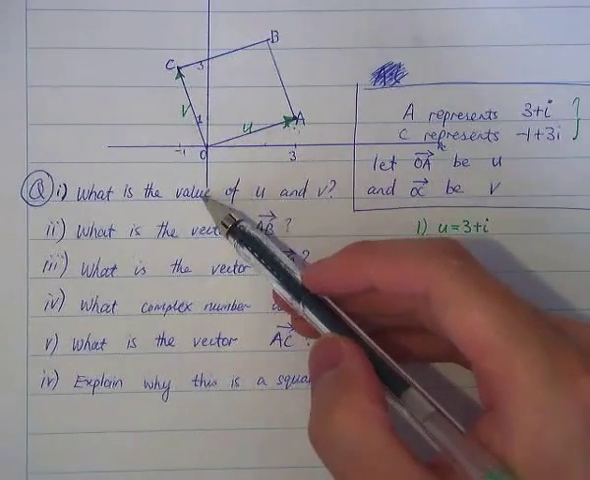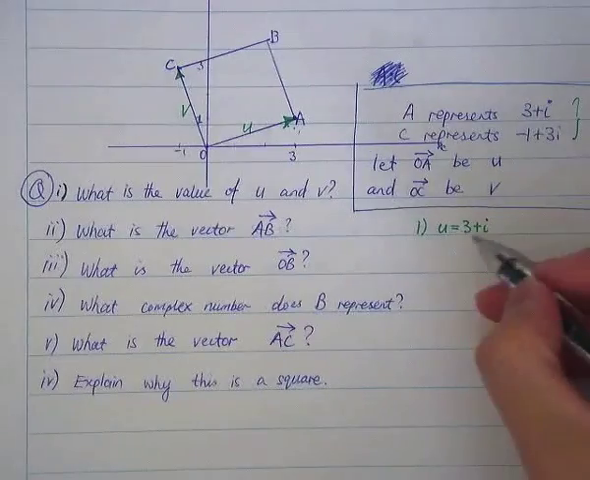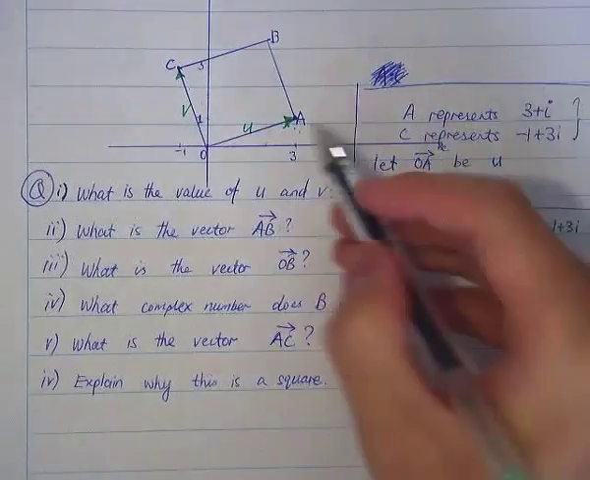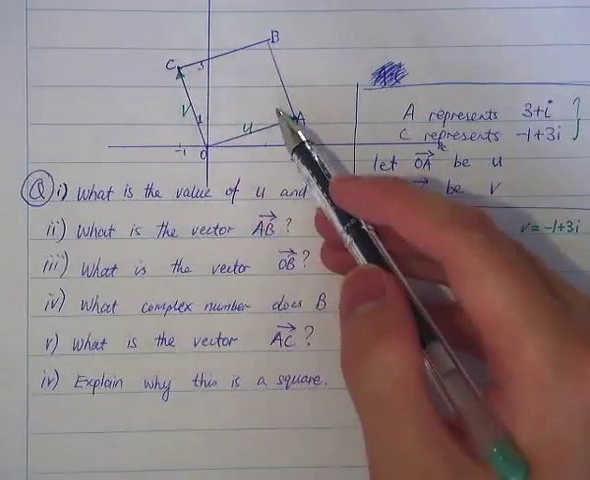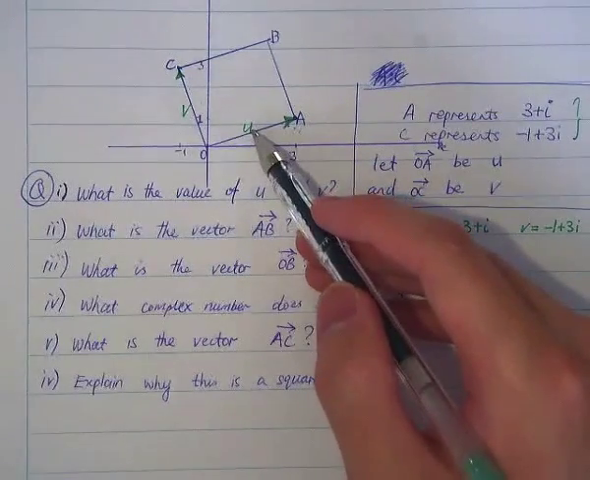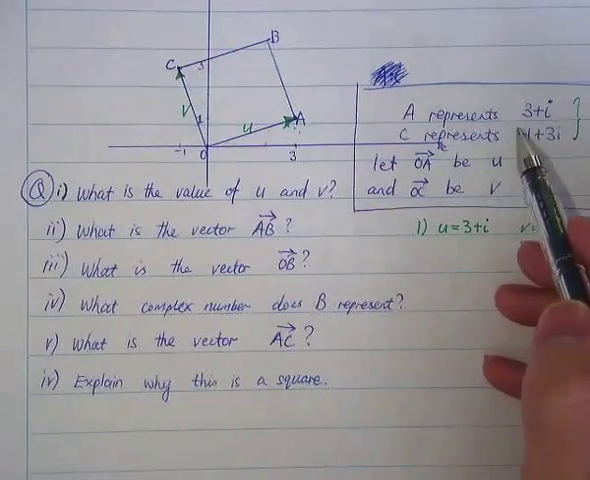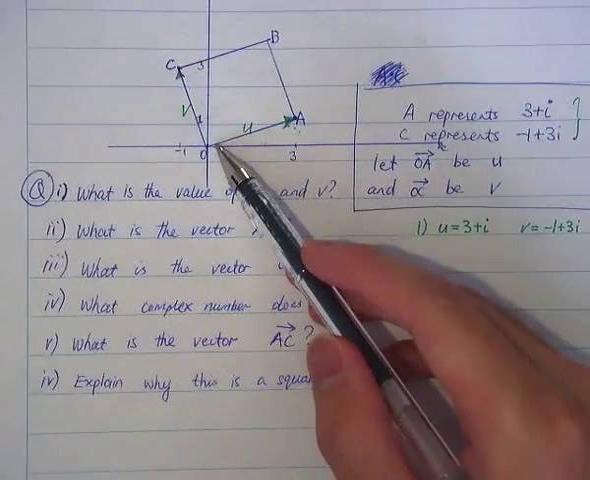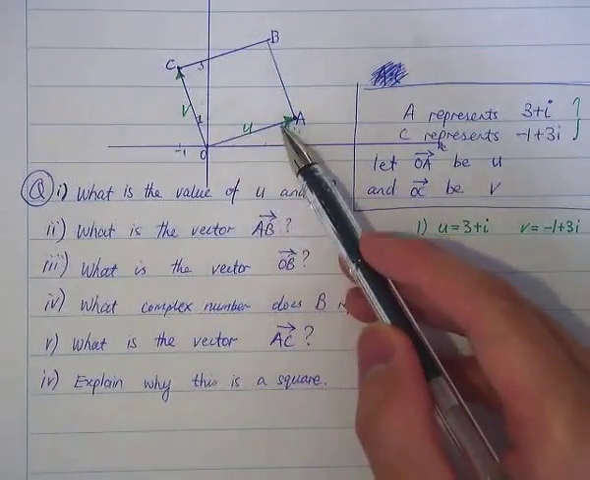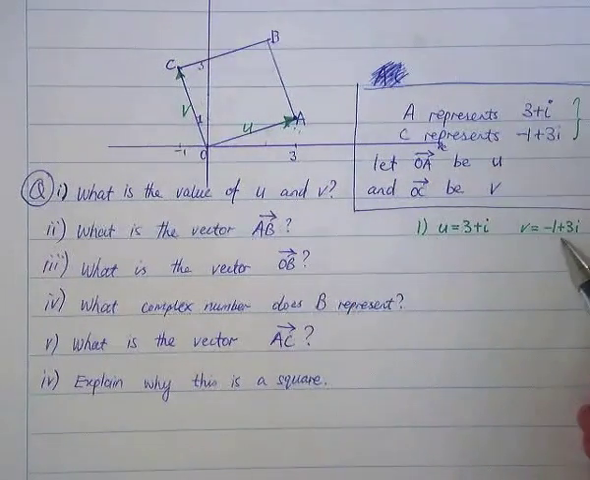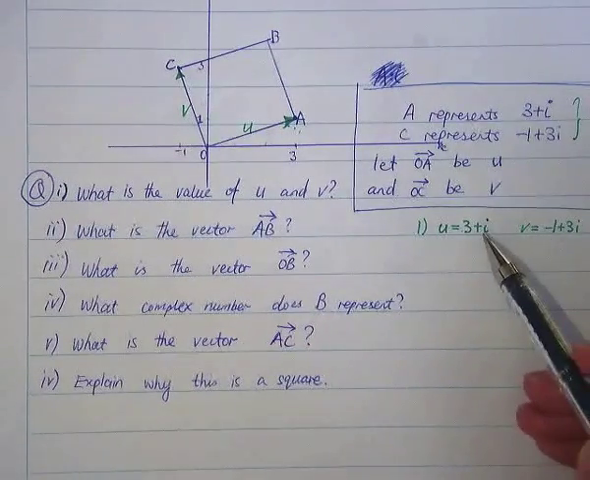Now the question is, what is the value of u and v? Now u and v are simply the complex numbers that are attached to the coordinates, to the points A and C. It's sort of like saying that u is the vector from the origin to A, and if A represents a complex number, then u is simply going to be from 0 to 3 plus i, which is simply the complex number 3 plus i. Very simple. It takes just a bit of getting used to. What is the vector AB?